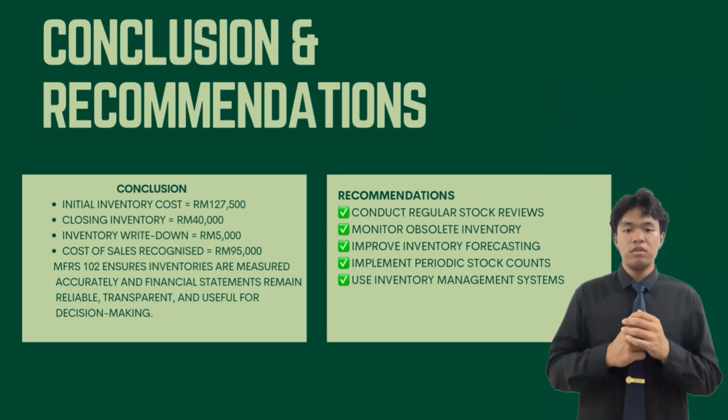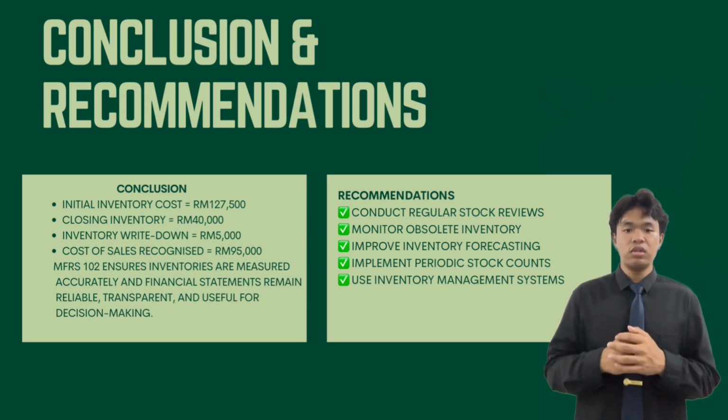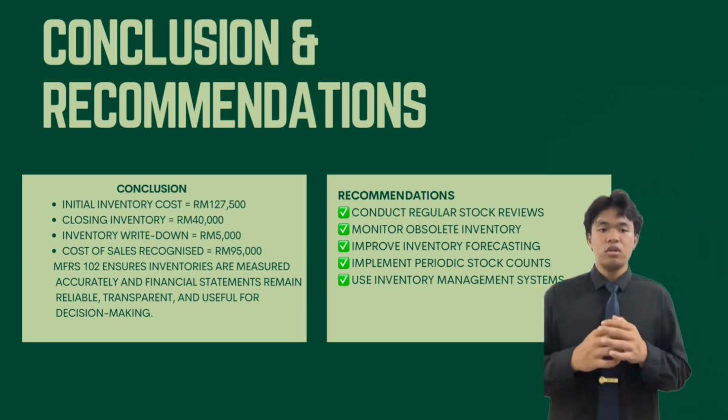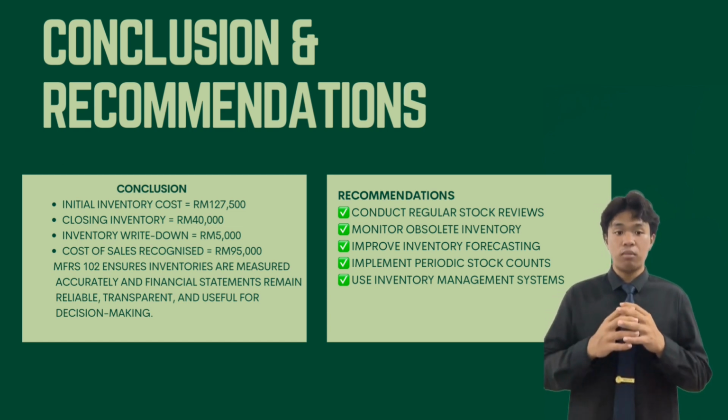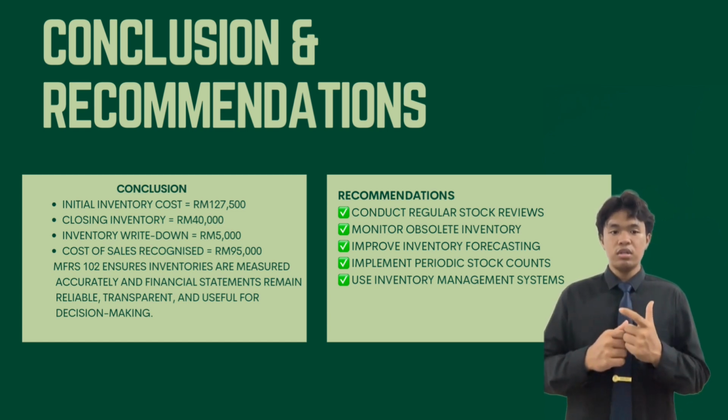The initial inventory cost was determined to be 127,500, while the closing inventory value after applying the lower of cost and NRV principle was 40,000. A total inventory write-down of 5,000 was recognized and inventory sold during the year amounting to 95,000 was recognized as cost of sales. So overall, compliance with MFRS 102 ensures that inventories are reported fairly, profit is measured accurately, and the financial statements remain reliable for decision-making purposes.